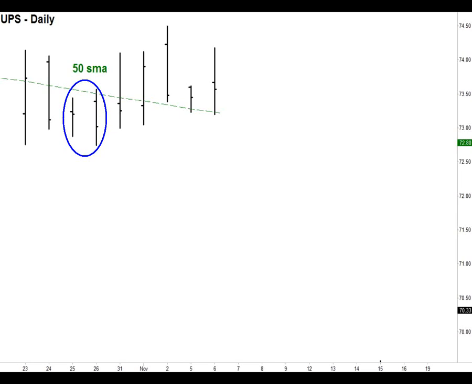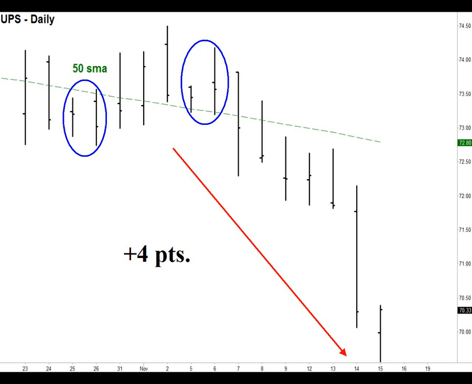Well, nothing much happens for the next 4 or 5 days, once again, but UPS gives us another clue, saying there's probably a very strong reliability, strong probability that there's going to be a trend change in UPS. Once again, we have an outside day pattern here, and now both of these bars are touching the 50-period simple moving average. As you can see here, all of a sudden, we had a quick trend change to the downside. This was just about a month or so ago.